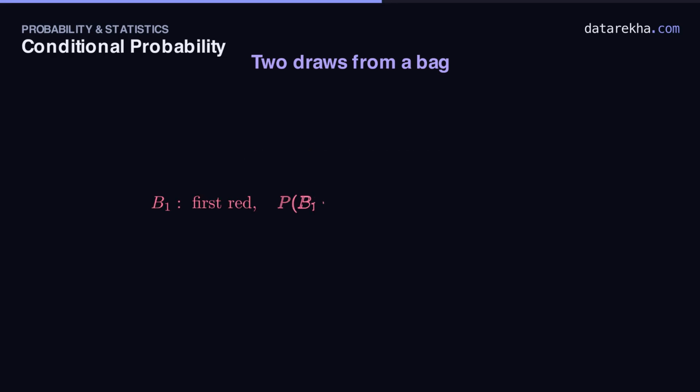Now the subtler question, P of C on its own. This is trickier, because whether the second ball is red depends on the first, which we don't know.